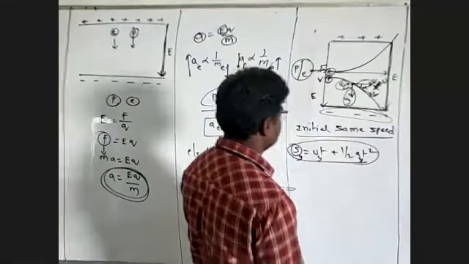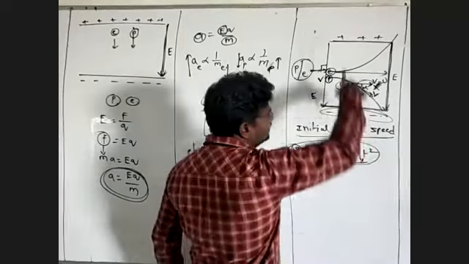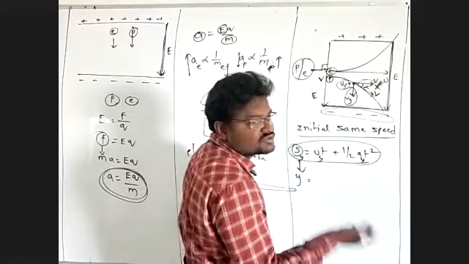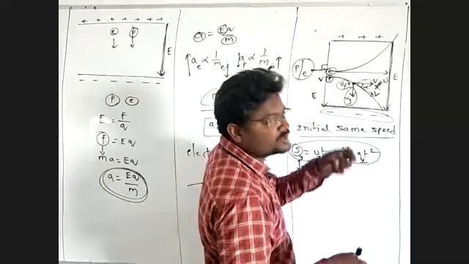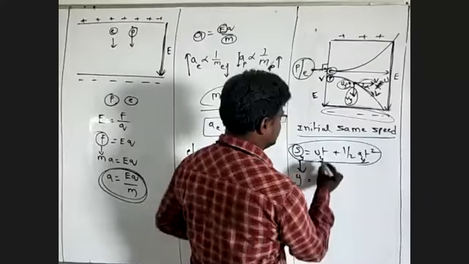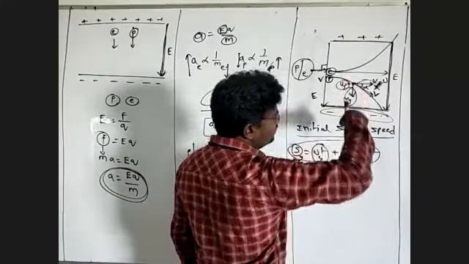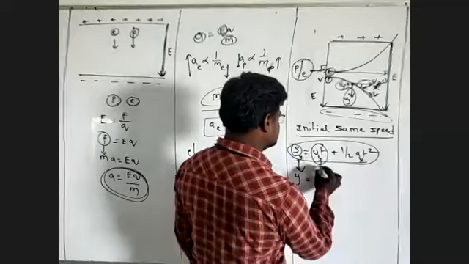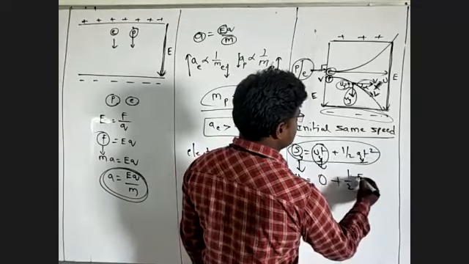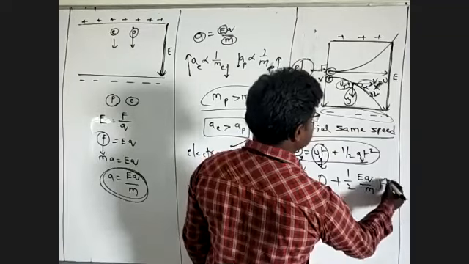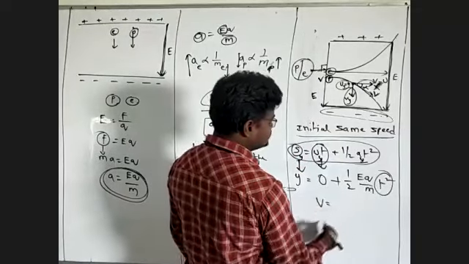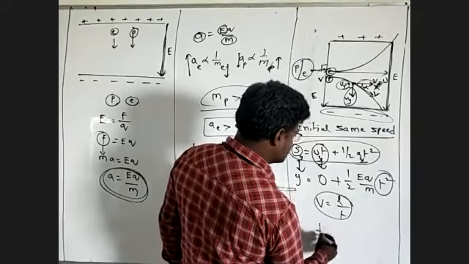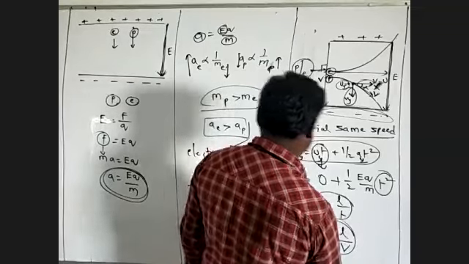Now I take sy, the distance in the y-axis, as y, because the charged particle moves in a vertically downward direction. Next to uy: what is the position of this point in the y-axis? It is a freely falling body. Now y = 0 + ½(eE/m)t². Here t is time, and velocity is equal to distance by time, so t = L/V.